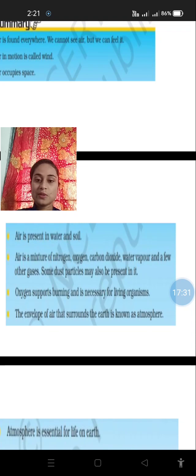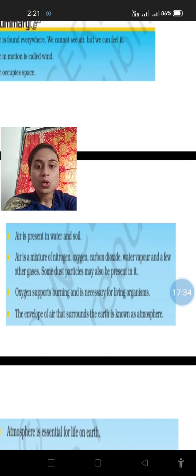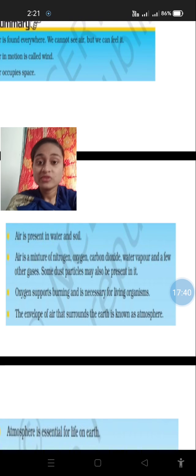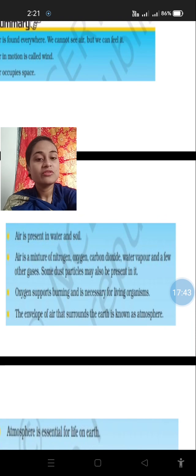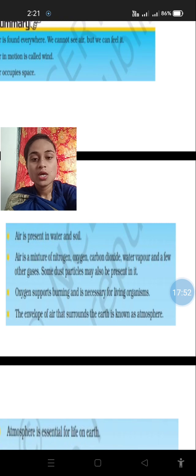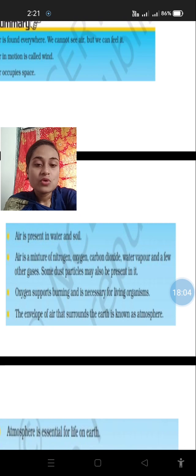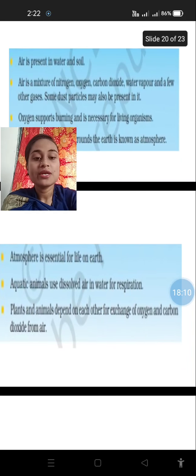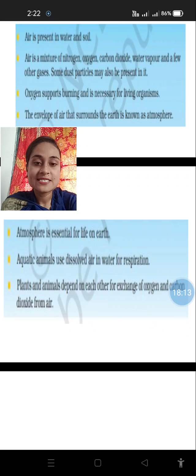Then we learned that oxygen supports burning and is necessary for living organisms. We can't imagine our life, or even taking a single breath, in the absence of oxygen. For living organisms, oxygen is a must, as water is a must. The envelope of air that surrounds the earth is known as the atmosphere. Yes, we have learnt it too. The next point is that the atmosphere is essential for life on earth.